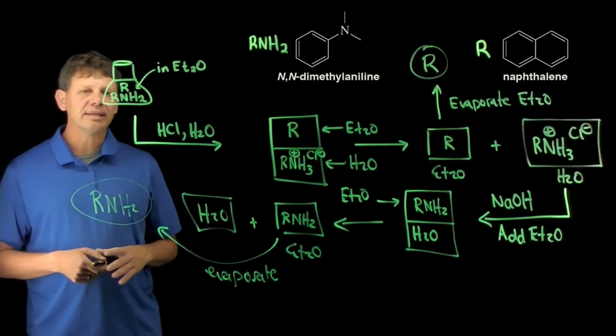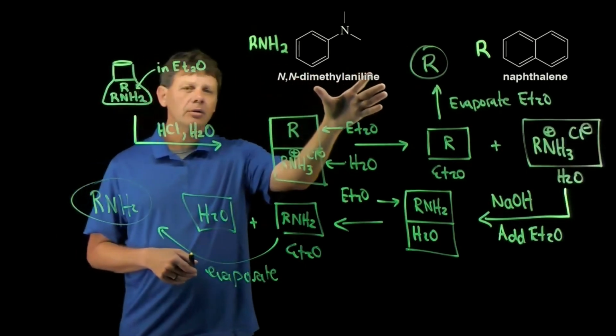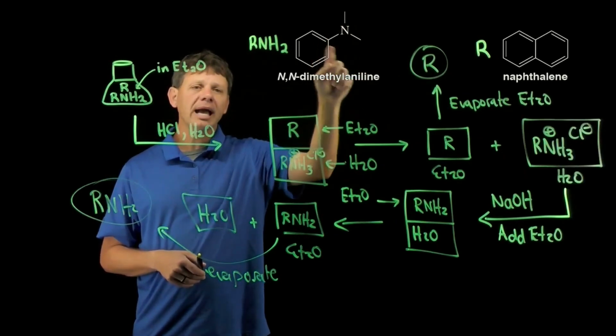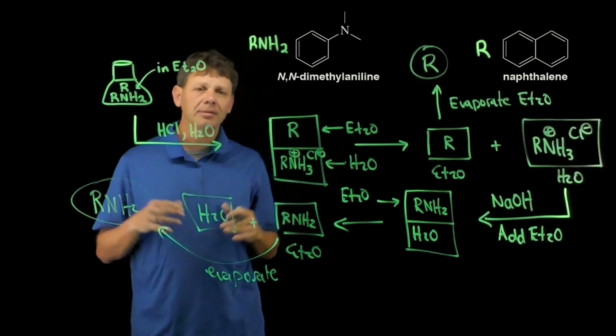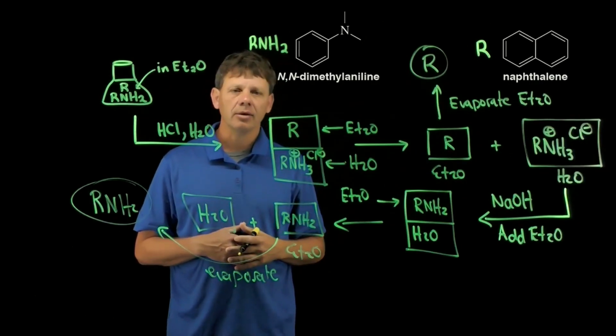Now you'll note that we did this reaction using RNH2 to represent our amine. This particular tertiary amine has 3 alkyl groups, but RNH2 kind of reveals to us that this can be done for any amine, whether it's primary, secondary, or tertiary.